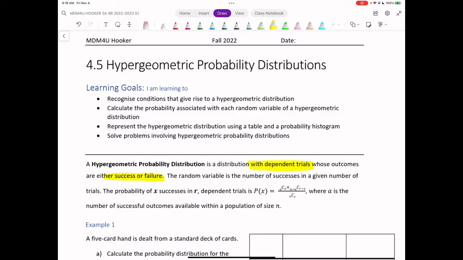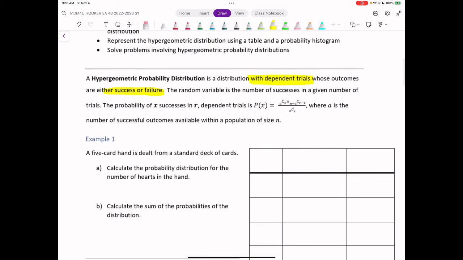Where a is the number of successful outcomes available within a population of size n. You've actually probably already seen this before and you'll recognize it. So let's just jump straight into an example and demystify hypergeometric distributions.